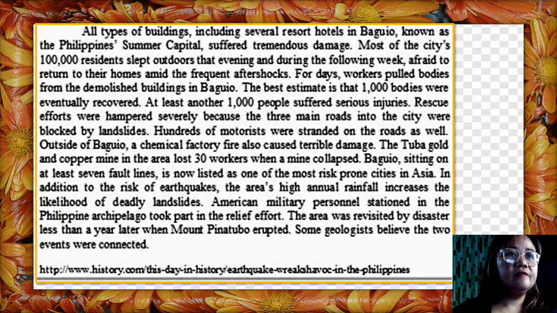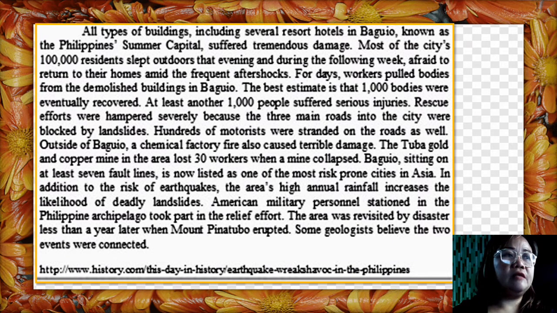For days, workers pulled bodies from the demolished buildings in Baguio. The best estimate is that 1,000 bodies were eventually recovered. At least another 1,000 people suffered serious injuries. Rescue efforts were hampered severely because the three main roads in the city were blocked by landslides. Hundreds of motorists were stranded on the road as well. Outside of Baguio, a chemical factory fire also caused terrible damage. The Tubac gold and copper mine in the area lost 30 workers when a mine collapsed.